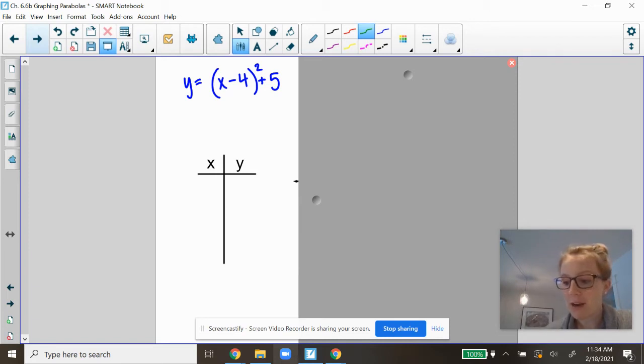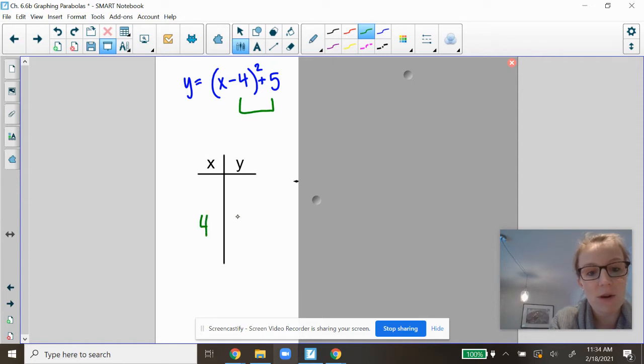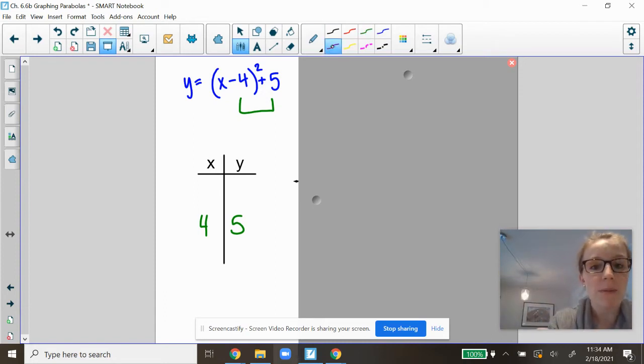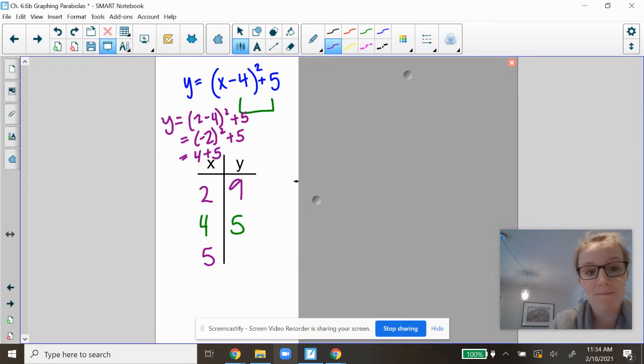Okay, so here, let's try graphing this one. Hopefully you can quickly identify here that my vertex is going to be 4, 5. Now again, similar to last time, I want to pick a point before 4 and after 4. So I'm going to pick the number 2 and I'm going to pick the number 5. So if I plug in 2, I'm going to say y equals 2 minus 4 squared plus 5. When I do this math, 2 minus 4 is -2. I need to square that and then add 5. 2 squared is going to be 4. 4 plus 5 gets me to +9.